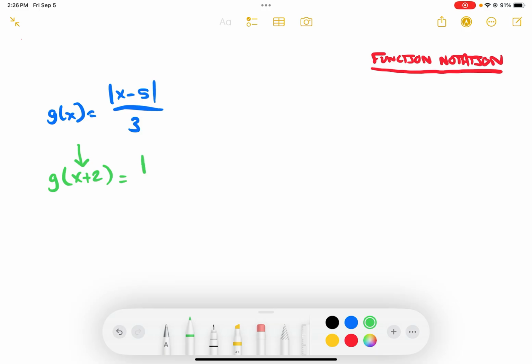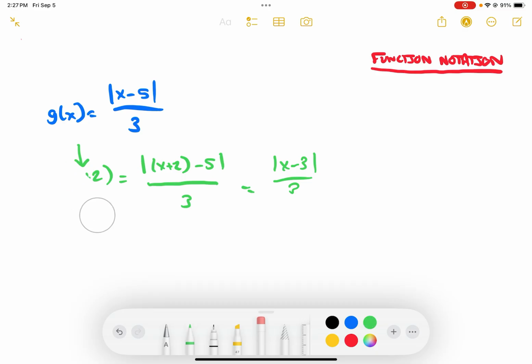So absolute value of, I see that x, I'm going to plug in an x plus 2. So in parentheses, minus 5 over 3. It's the same thing as if I plugged in something like 9 or 14 or whatever. Instead, now it's its own expression. And then 2 minus 5 is -3. And that would be g of x plus 2. It's a different way of thinking of this function.